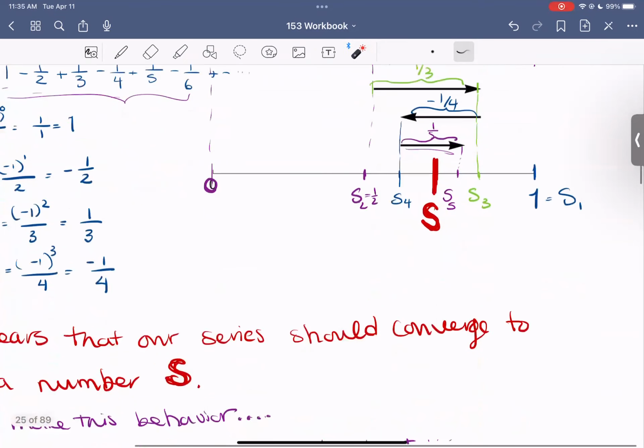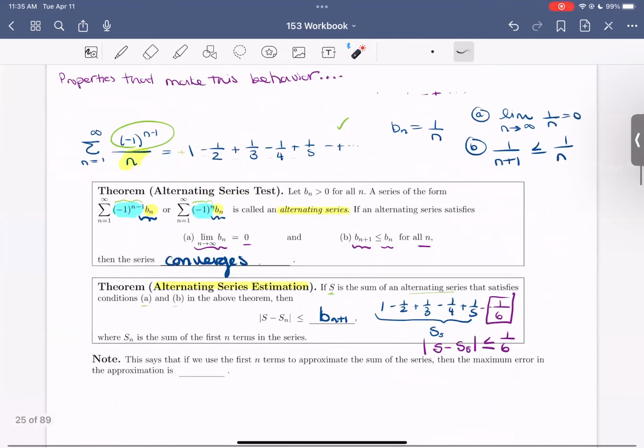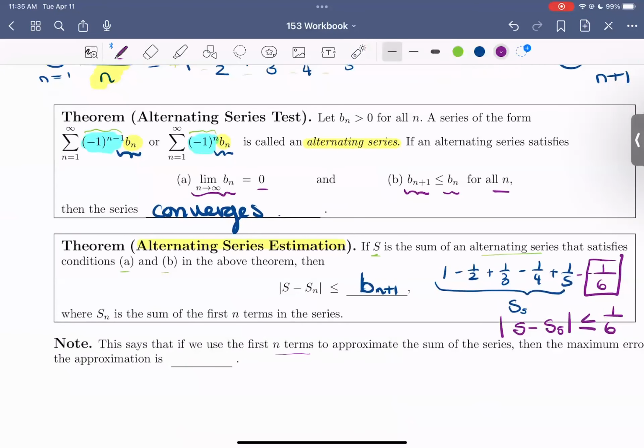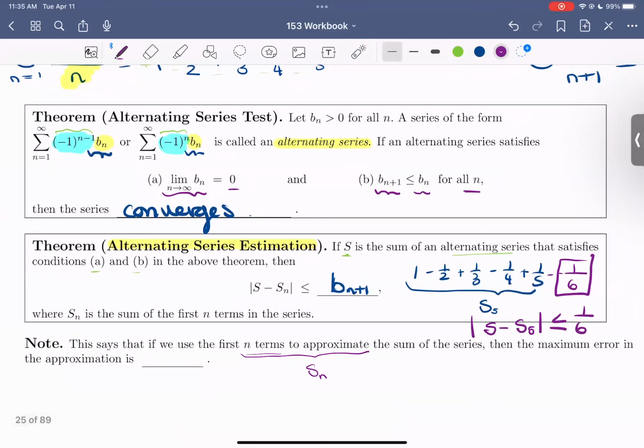Cool. All right, so then we can just finish up this note here. It says that if we use the first n terms to approximate the sum of the series, so using the first n terms would mean computing S sub n, then the maximum error in the approximation is b sub n plus 1. So we can get within b sub n plus 1 by adding up the first n terms.